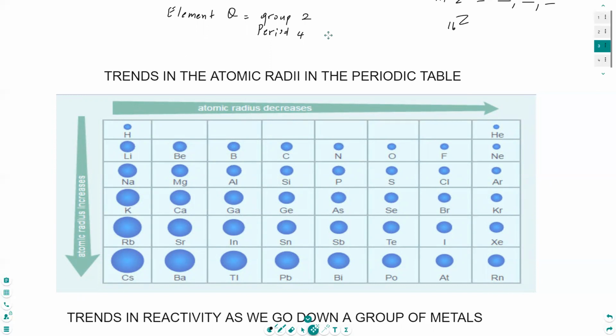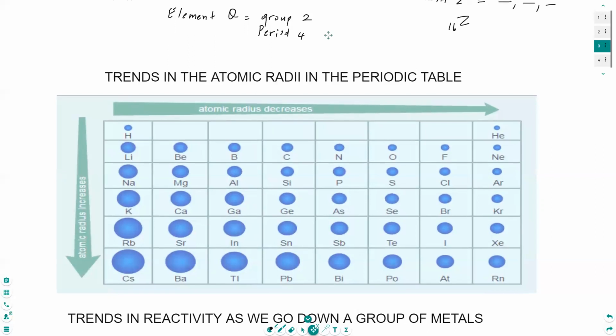But there's something else that happens. As we go across the periodic table from left to right, we observe that the atoms get smaller in size. So for example, let's look at period 3 with sodium. Sodium is bigger than magnesium. Magnesium is bigger than aluminum. Aluminum is bigger than silicon. And it continues all the way across. So when you are going across a period, the atoms are getting smaller in size.